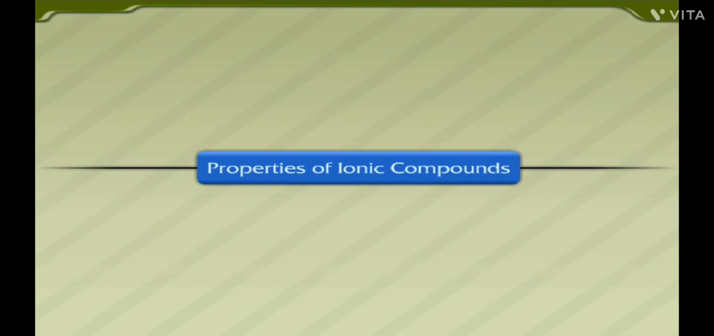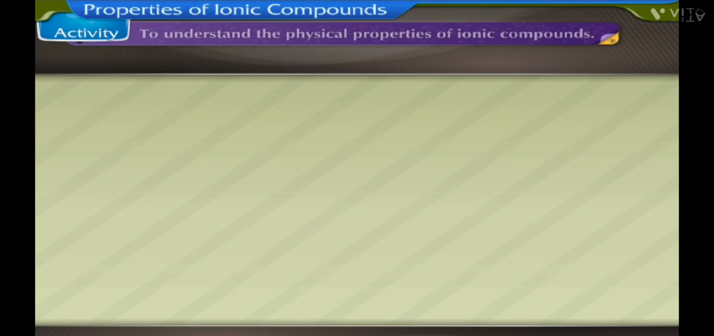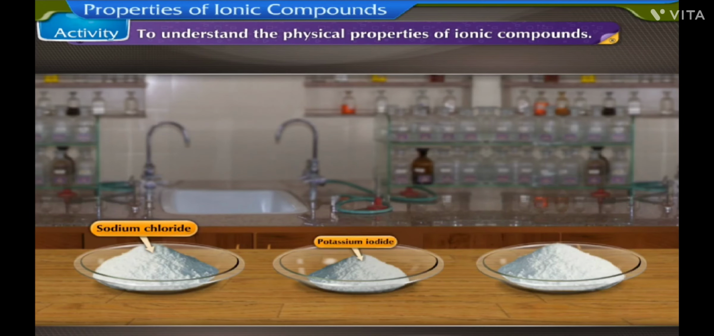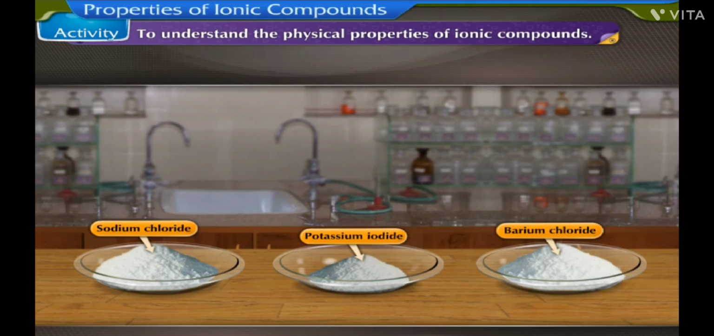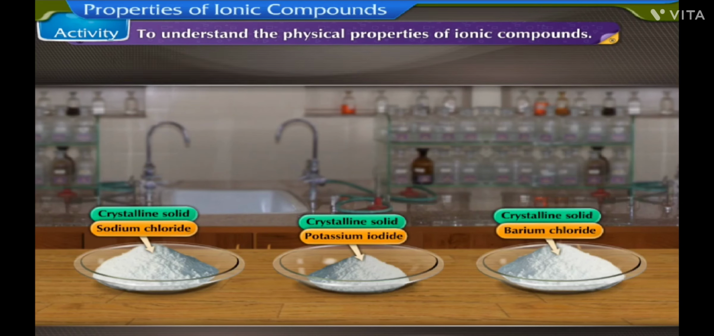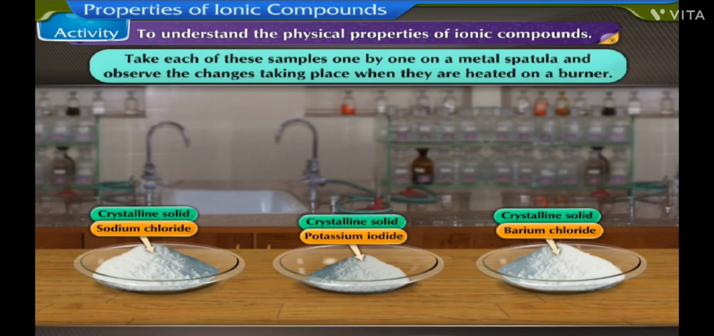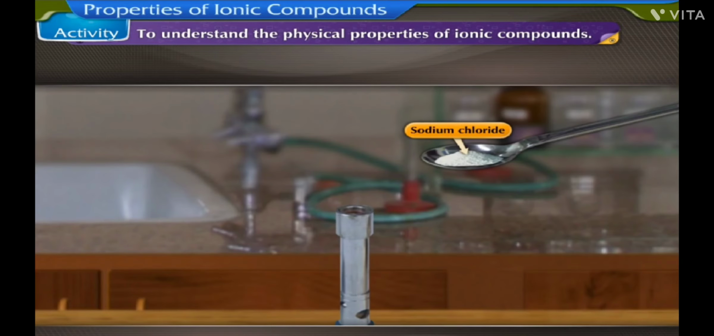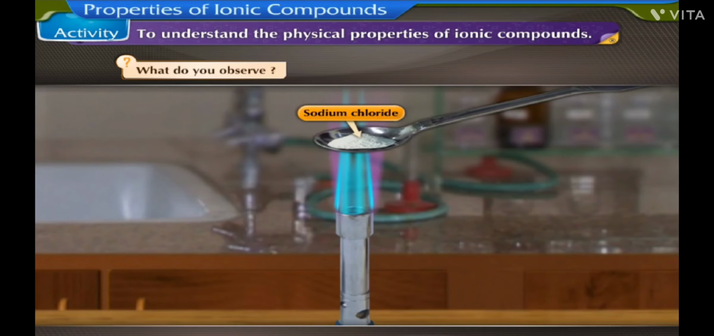Properties of ionic compounds. Take samples of sodium chloride, potassium iodide, and barium chloride. What is the physical state of these salts? They are all crystalline solids. Now let us take each of these samples one by one on a metal spatula and observe the changes taking place when they are heated on a burner. We shall begin with sodium chloride. Heat sodium chloride. What do you observe?